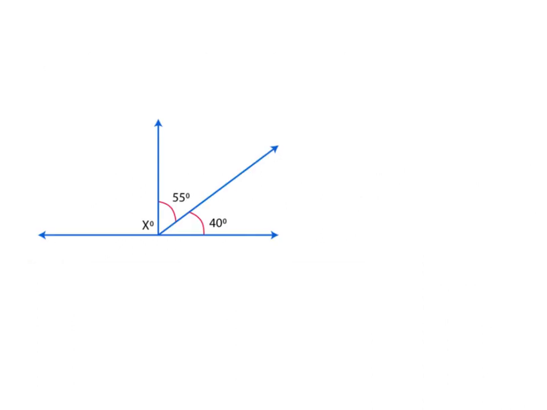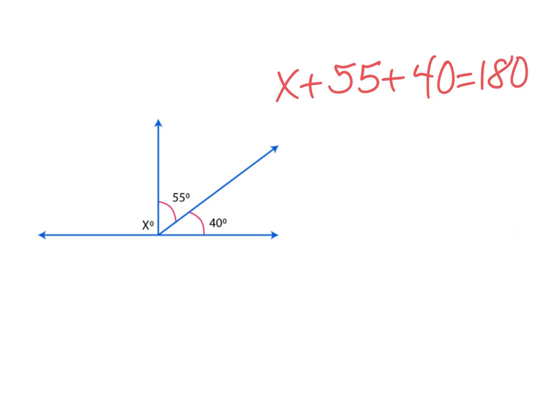All right, again, a supplementary angle. So this time we have 3 measures. So we have x plus 55 plus 40 is going to get us to 180. I'm going to combine my like terms, so I have 2 constants that I can put together. They're already next to each other, so I can just add them without rearranging.